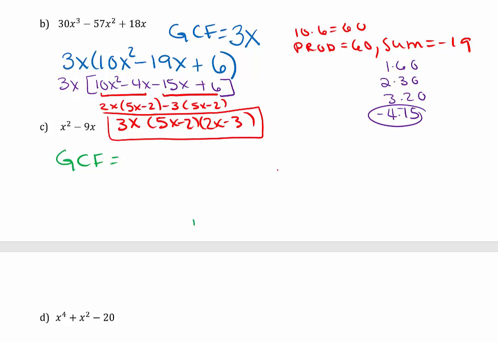Example C, we start the exact same way. Look for a GCF first. There are x's in both terms, so I'm going to pull an x out. If I take an x out, I'm left with x minus 9. And there's actually nothing else we can do with this. Some people might be tempted to call this a difference of perfect squares, but because you don't have an x squared, that's it. You're done with the problem.